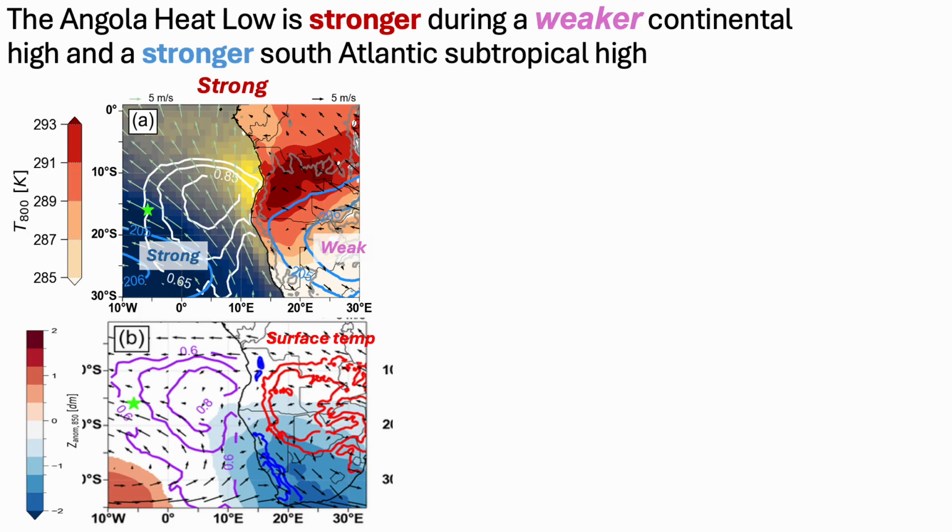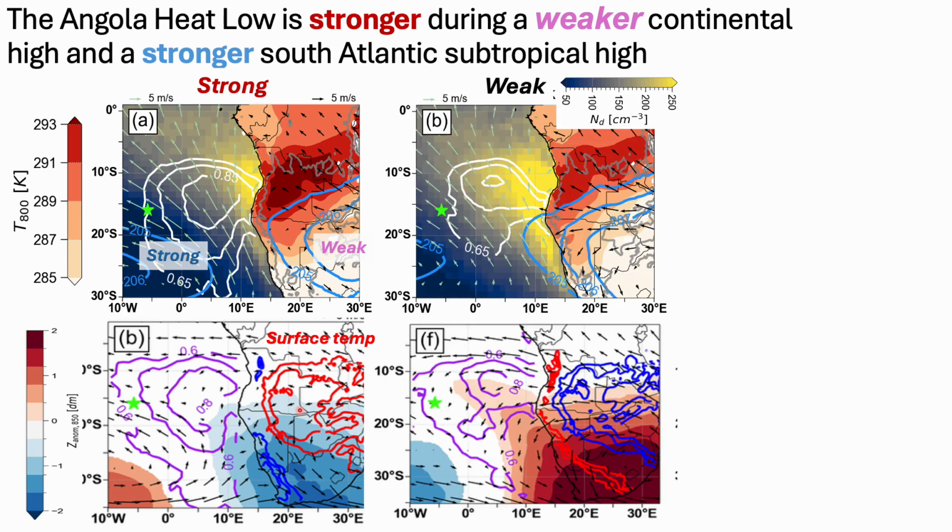So what we find is that when the Angola heat low is stronger, the continental high to the southeast of the region is also weaker, and the South Atlantic subtropical high is coincidentally stronger. So you see a well-formed stratiform cloud deck and reduced ND, where the maximum is only present right near the coast, and you see at 850 hectopascals the elements of that reduced continental high on the southern part of the continent. When it's weak, we get the opposite.